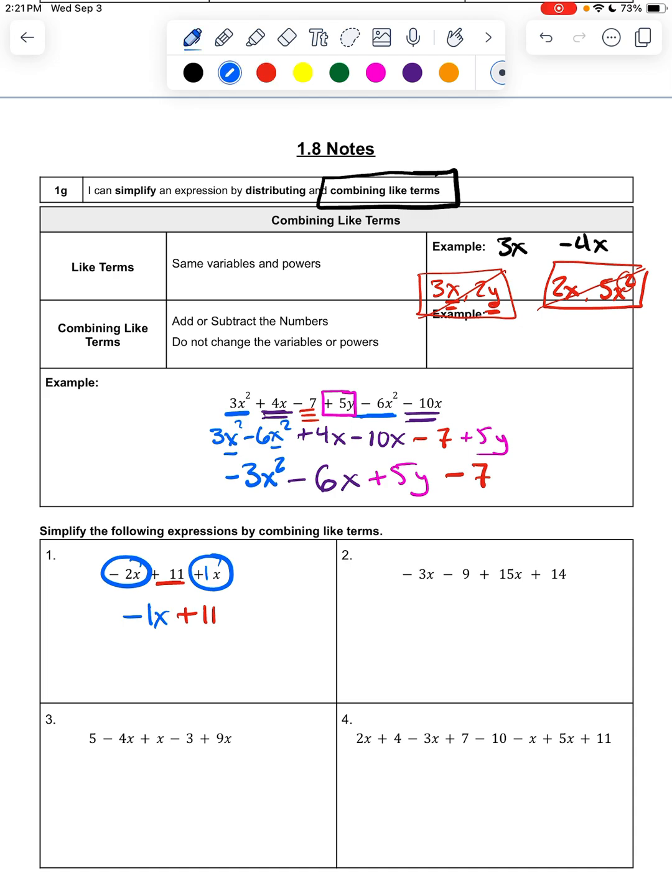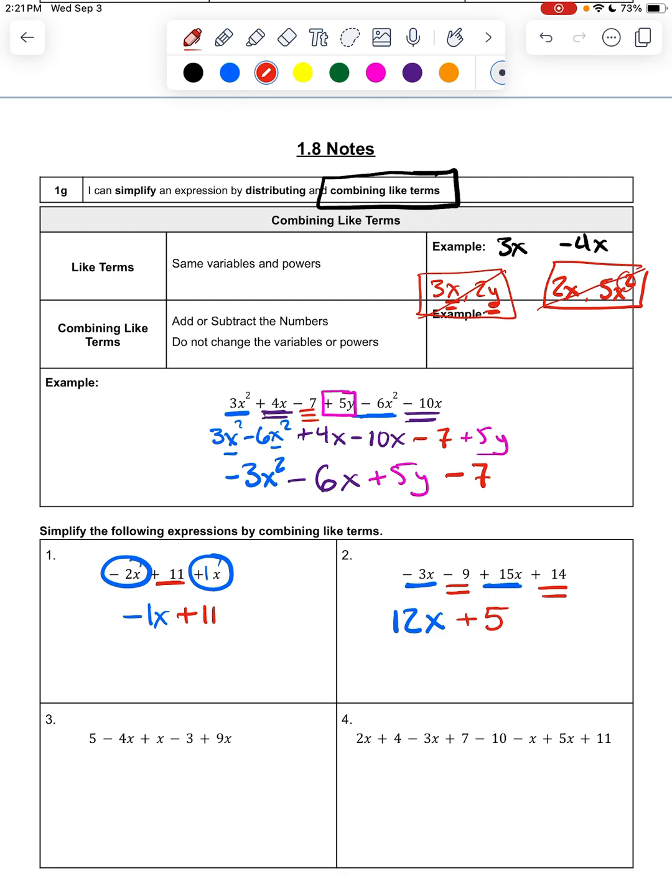Okay. Number 2, negative 3x and positive 15x. Those are like terms because they both have an x, which is the same variable, and they have the same power. There's no exponent we can see, so we can just combine those two. Negative 3 plus 15 becomes 12, and those were x's. Then I look to see what else is here. Negative 9 and positive 14 are also like terms because they're both constants. All constants are like terms. There's 5 more positives, so plus 5.